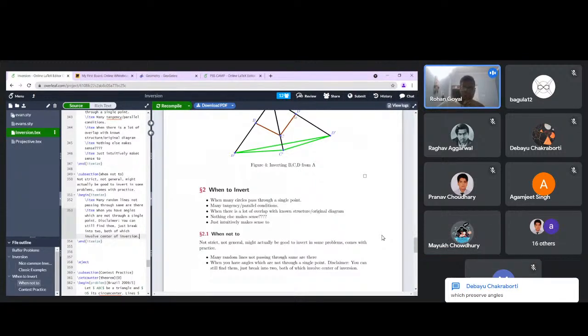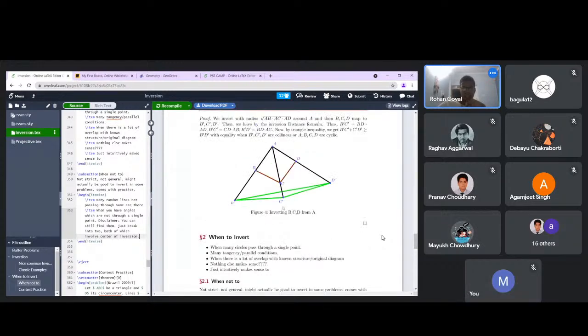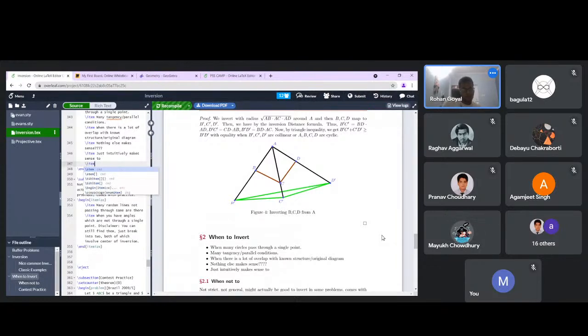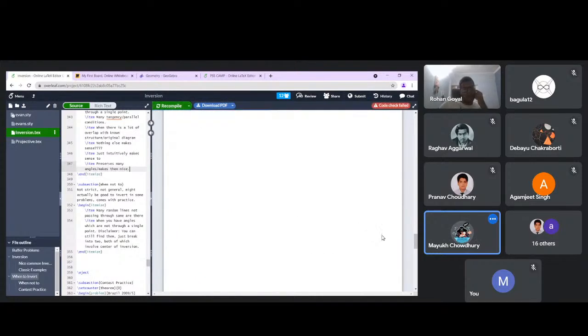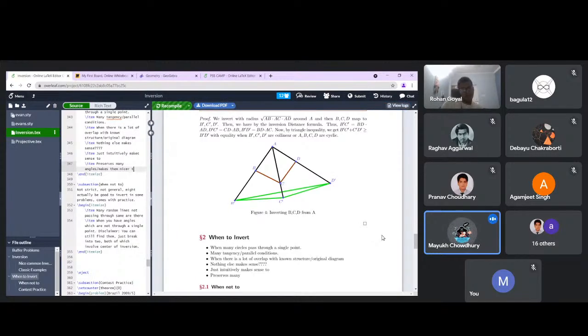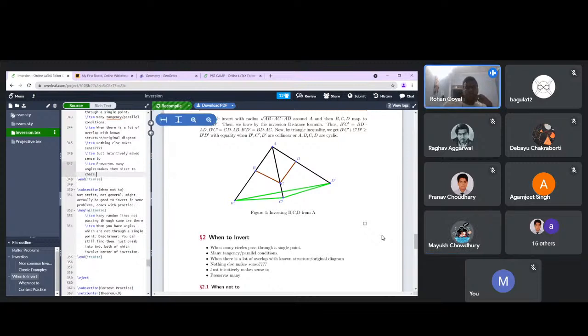Like if BCD was 90, it's now angle BAC' plus angle AD'C' is 90. How's that nice? Yes. Again, okay, fine. This shows many angles or makes them nicer. Is okay. Weird sentence, but okay. This is similar to this.